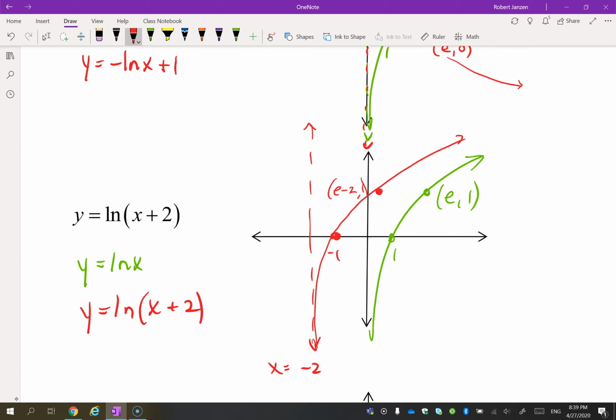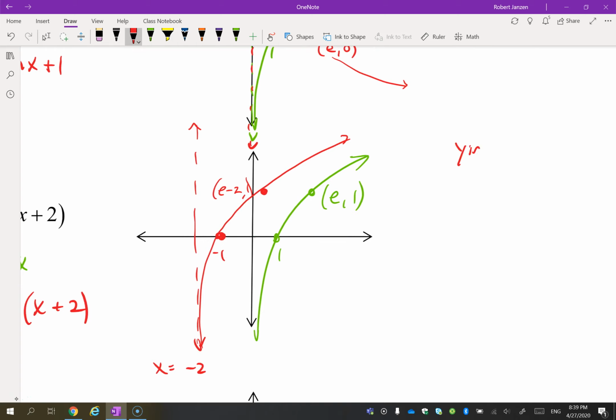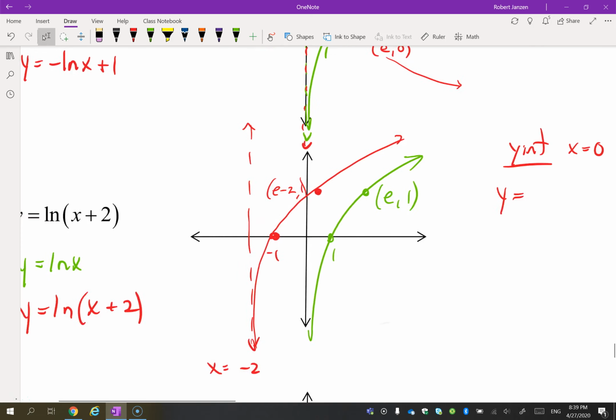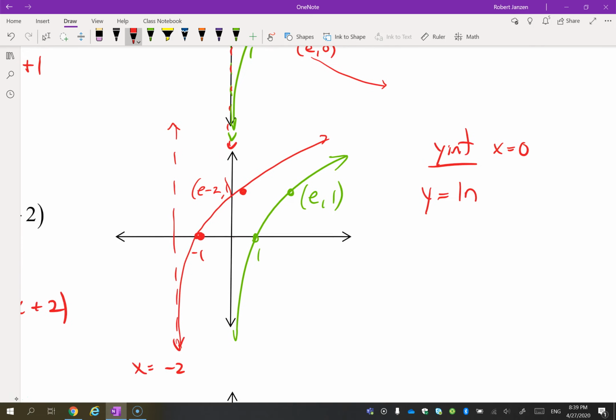And the only problem here is we now have a y-intercept that we don't know. So let's make x be 0. Y equals the natural log of 0 plus 2. So y equals the natural log of 2. Okay, and if we want to do that, this is 0.693. So this point right here is 0.693.